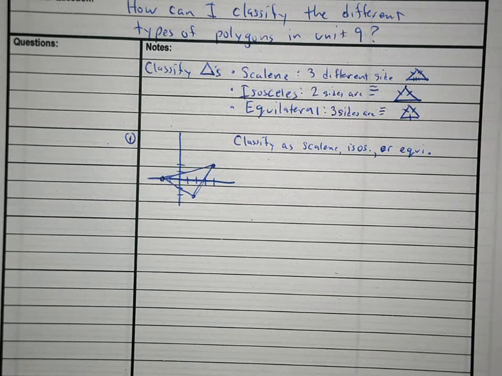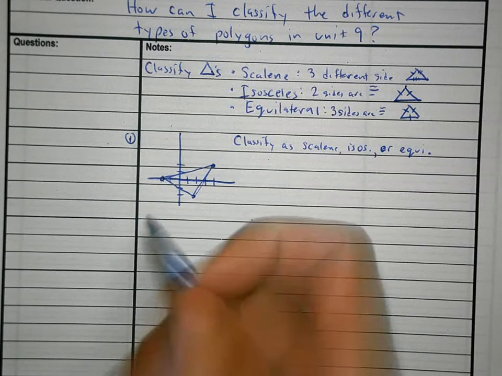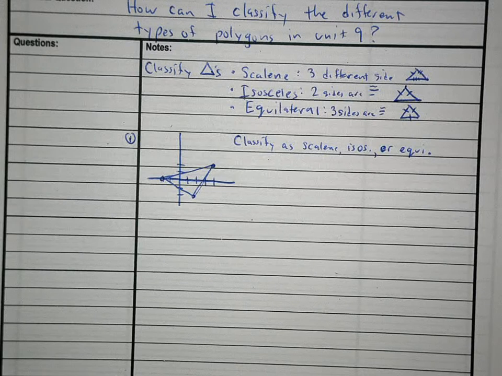So when you're looking at this, do not base your choice off of how it looks. If I go off of how it looks, I might choose scalene because it looks scalene. It looks like all 3 sides are different. But how could I know for sure? We're going to have to use Pythagorean Theorem.